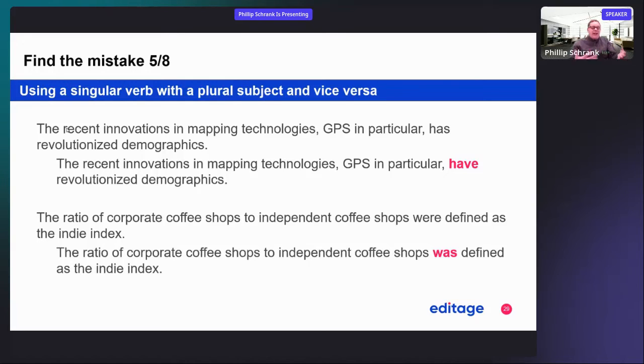And again, as a native speaker, it sounds wrong because it's next to "shops." So it sounds correct to say "shops were," but that's not correct because it's not the subject of the sentence. The subject is "ratio." So in those kinds of instances, you have to look back and remember what exactly is the subject of the sentence and make sure that you have subject and verb agreement.